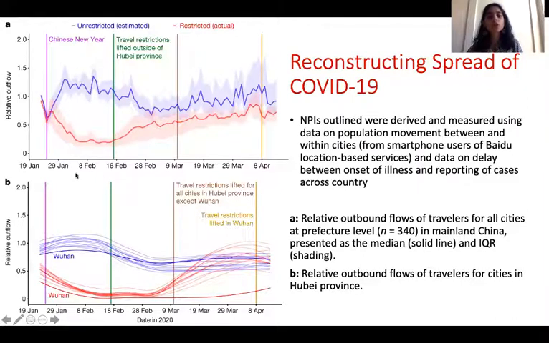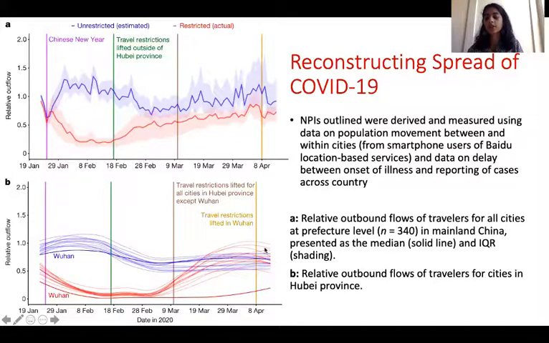So if we look at figure A and B, they both show relative outbound flows of travelers for different cities. So figure A looks at the relative outbound flow, which is unrestricted, which is the blue line at the top, which they estimated based on travel in previous years. And then the red line is the restricted or actual outflow of travel in 2020. And for figure A, they look at all cities in mainland China, but for figure B, they restrict it to the Hubei province. And for figure B, Wuhan is highlighted in the darker colors compared to the other lines for the other cities in the province.